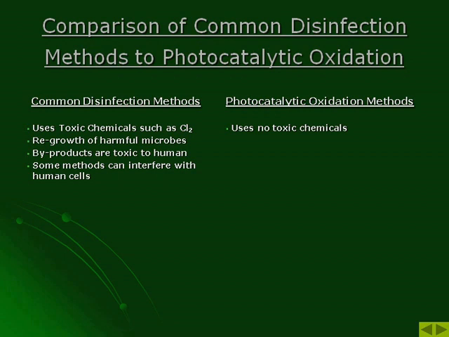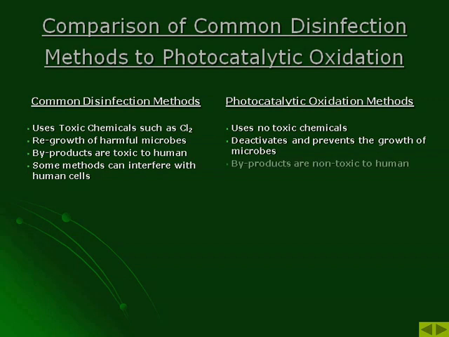PCOs provide a continual deactivation of organics on their surfaces. All microbes are deactivated so they cannot reestablish colonies. Because the byproducts of PCOs are primarily carbon dioxide, water, and inert minerals, they are not toxic to humans or animals. Unlike other disinfection methods, PCO high redox potential doesn't interfere with human or animal cells. Because they do not produce vapors or fumes like some common disinfectants, PCOs create a healthier, safer environment.